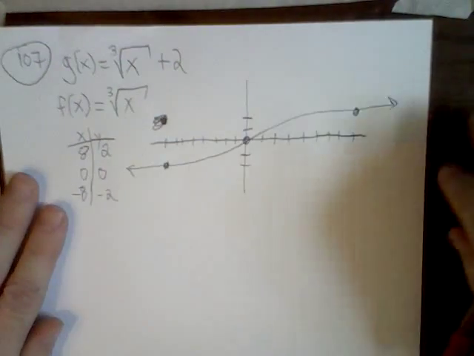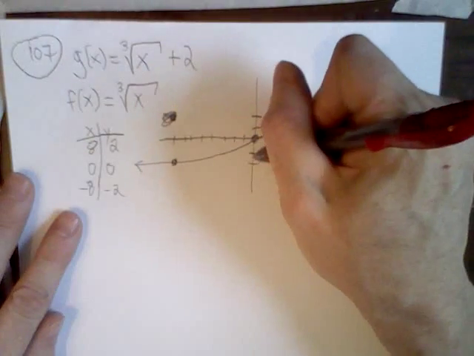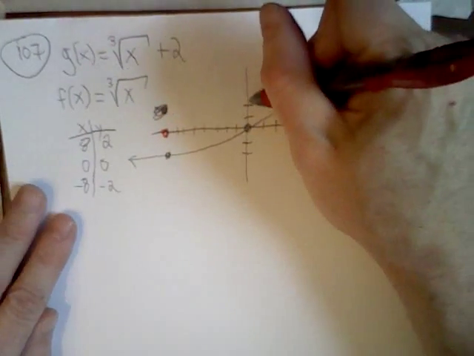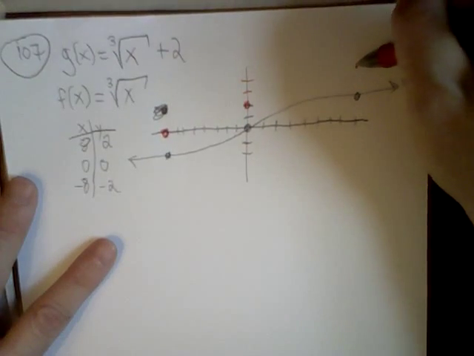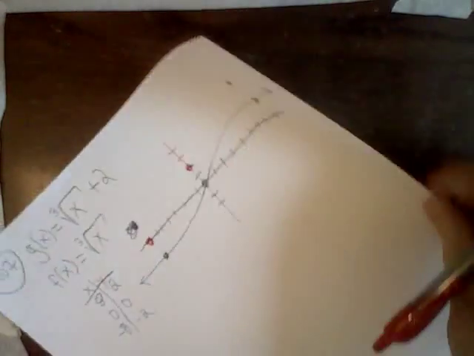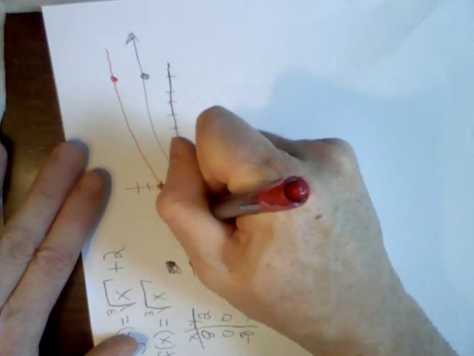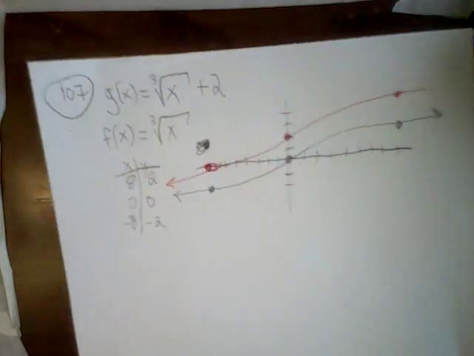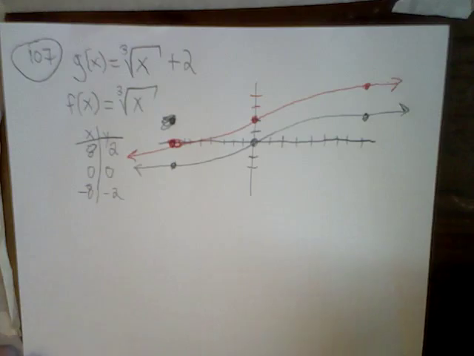So to get my new graph now, I have a shift up by 2. You can literally just take each dot and shift it up by 2. I need 2 more tick marks for that to work. And then connect your dots, and you're good to go. Not exactly perfect, but that's the idea. So that's our first transformation.